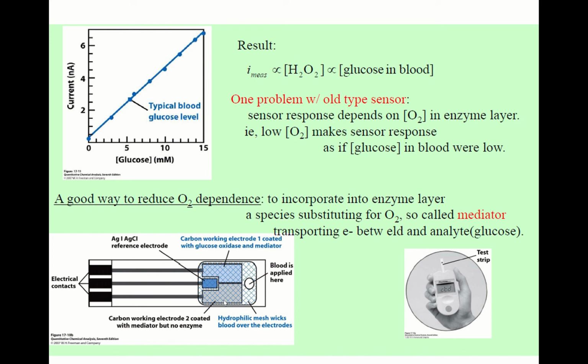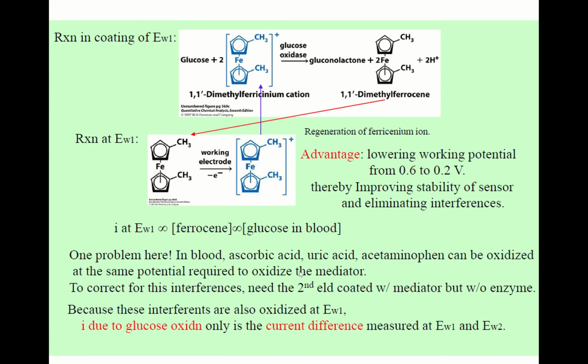So you take two responses, and the current through glucose oxidation is the current from this electrode minus the current from this electrode. Because the interferences are also oxidized at working electrode 1, the current due to glucose oxidation only is the current difference. Okay, the difference measured at this one.